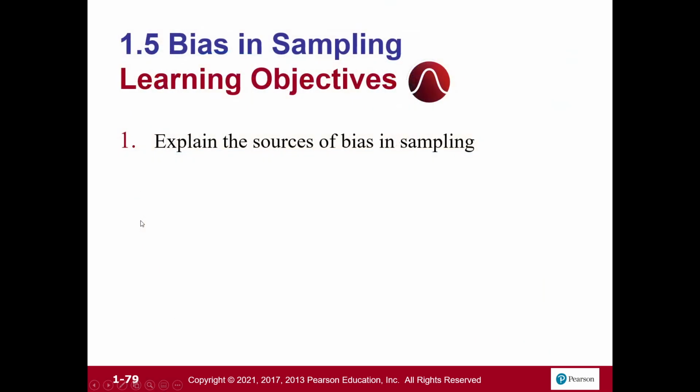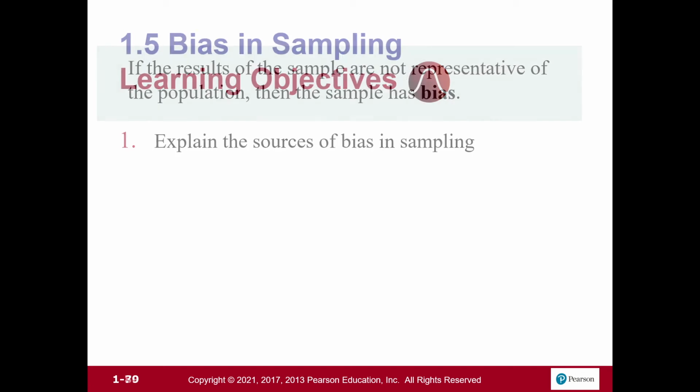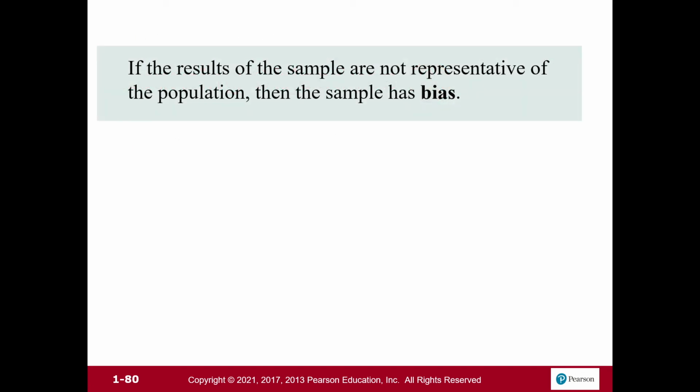All right. So now we're going to move on to 1.5, the bias in sampling. This is kind of what, all roads lead to bias when it comes to sampling. So explain the sources of bias in sampling. That's the main objective there. If the results of the sample are not representative of the population, then the sample has bias.